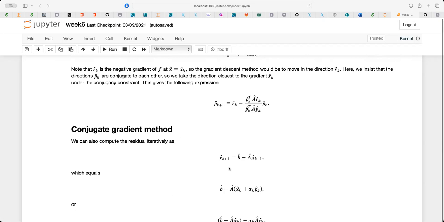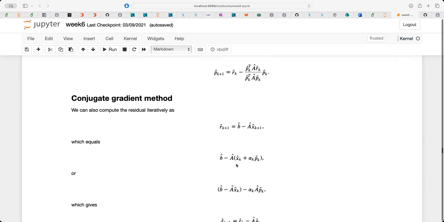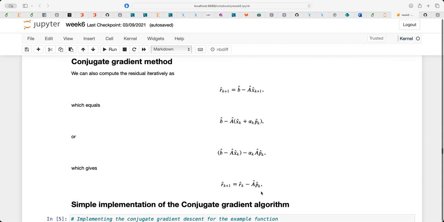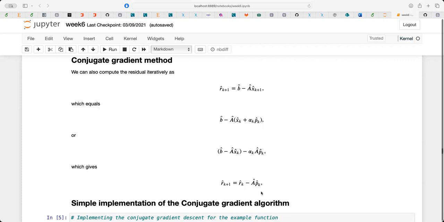Then by doing some algebra, we can compute the residual iteratively. This equals this quantity or that quantity here, which gives us an expression in terms of these conjugate vectors. These are orthogonal vectors which we have constructed. It's not so difficult to do this. It's much the same as we did with the steepest descent.